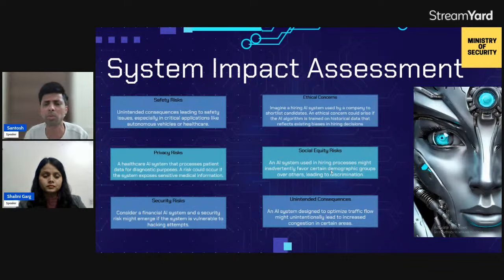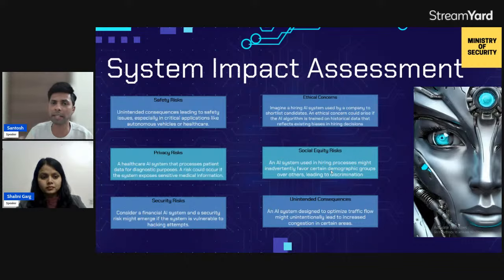The next is social equity risk. Your AI should not do any favor to certain groups. It should not provide any discrimination. You should not create any kind of inequality among multiple demographic groups. That's where social equity risk needs to be considered.